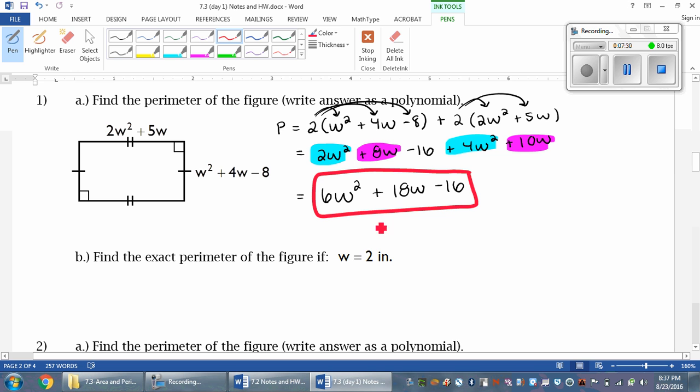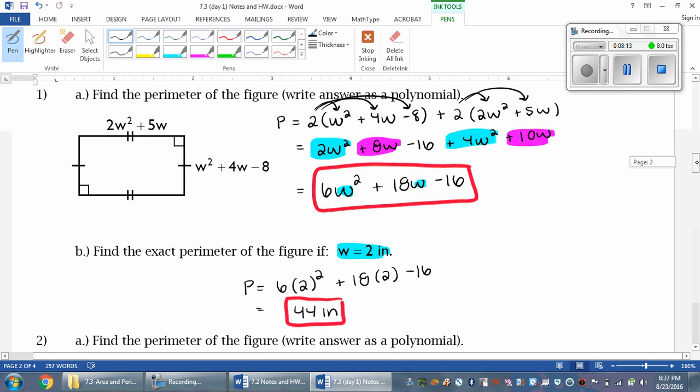Now what I can do is, using your answer as a polynomial, find the exact perimeter when w is 2. So what we do is substitute 2 everywhere we see w. So the perimeter is going to equal 6 times 2 squared plus 18 times 2 minus 16. Put that whole thing in your calculator: 6 times 2 squared plus 18 times 2 minus 16 all equals 44 inches. Remember, I have inches because I provided you the unit.